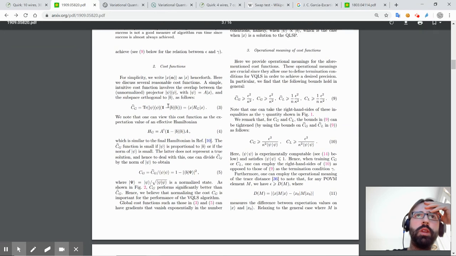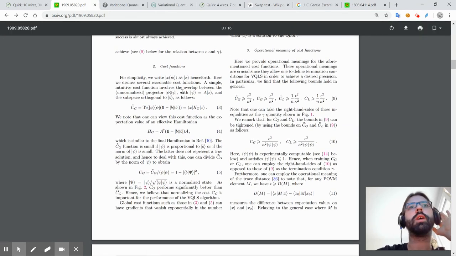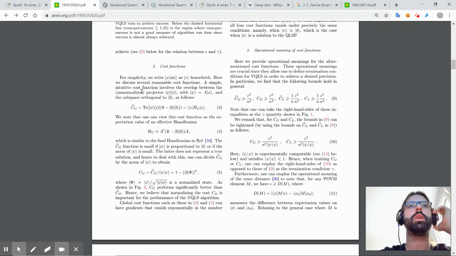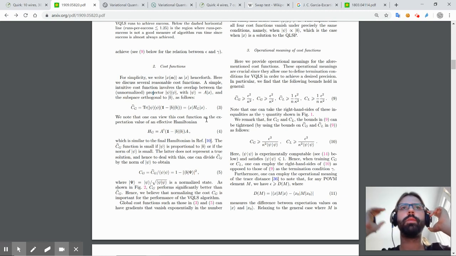Cost functions. Here we discuss several reasonable cost functions. A simple intuitive cost function involves the overlap between the unnormalized projector and the subspace orthogonal to b. Why is the simple intuitive cost function the overlap between the unnormalized projector? But why does it have to be a projector?